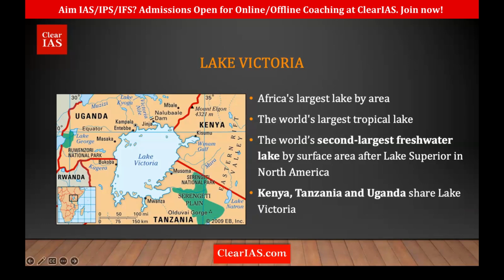One more interesting factor is that the equator passes through Lake Victoria. If there's a question like that, remember Lake Victoria, equator is passing. You can also see it is passing through Uganda and Kenya. It is Africa's largest lake by area, the largest tropical lake and the world's second largest freshwater lake after Lake Superior of North America. The bordering countries are Kenya, Tanzania, and Uganda, and it is also part of the Great Lakes of Africa.